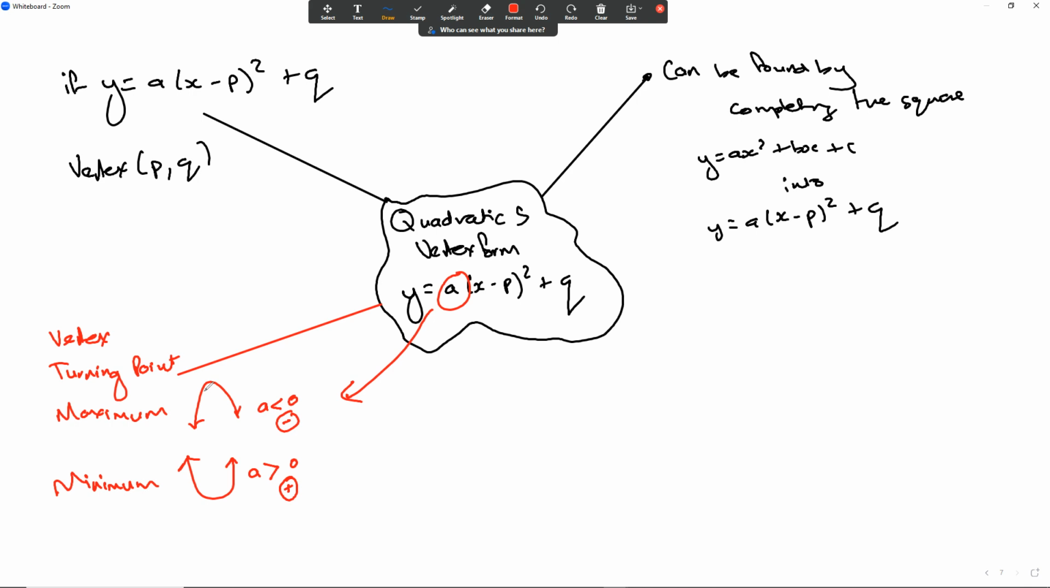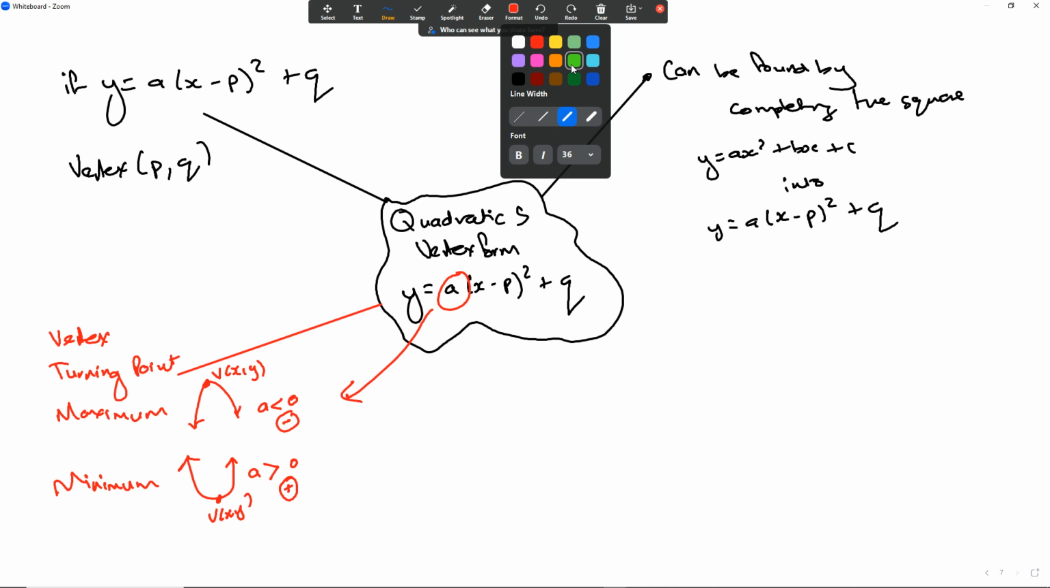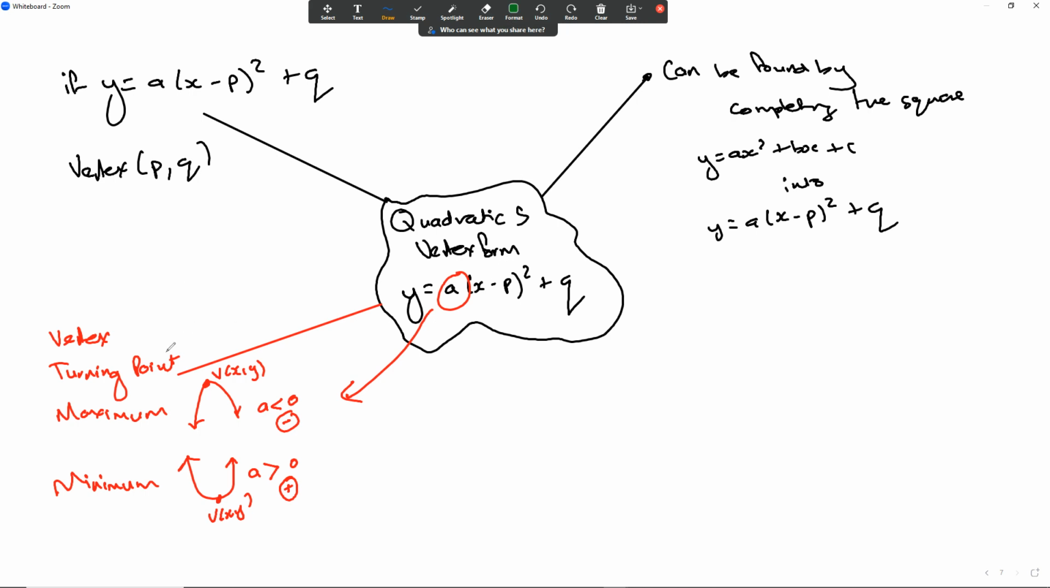And when it has a maximum or a minimum, then you'll end up with what is known as a vertex, like that. That vertex is your turning point, which you can get from your equation. So an example, y equals 2(x minus 1) squared plus 4 will have a vertex or turning point at (1, 4).